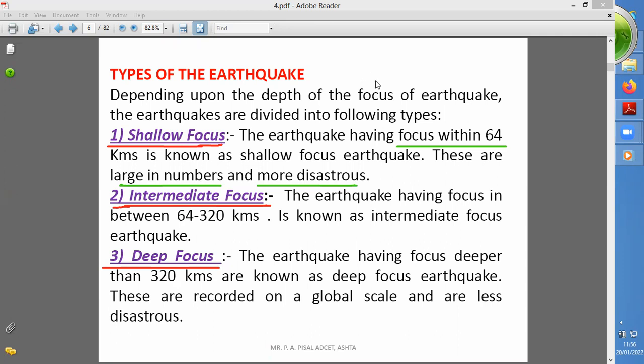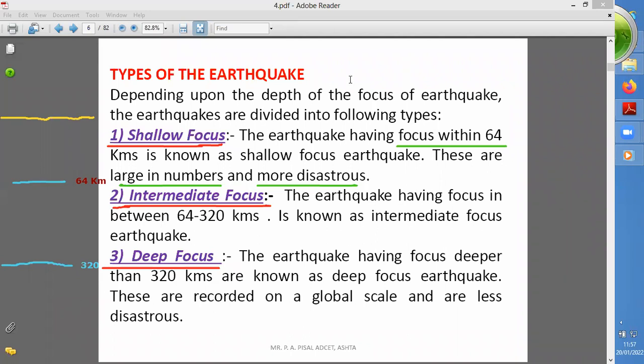Suppose if you just wait, I will draw here. Suppose this is the earth surface, which I have marked here in yellow color towards the left-hand side. Suppose this is the first distance at 64 kilometers. The second distance is at 320 kilometers from the earth surface.